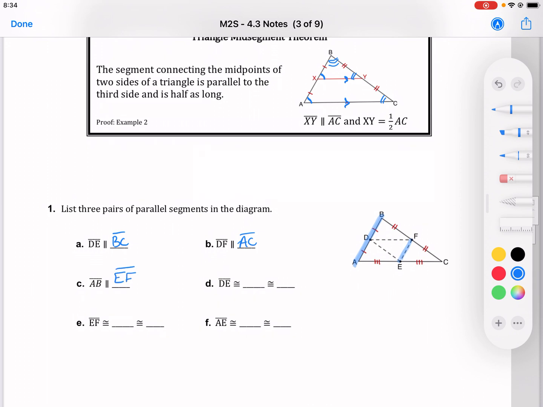Now, just as a note, you can put those in a different order. I could have said CB instead, or CA, or FE. It doesn't matter the order as long as those two letters are the same.